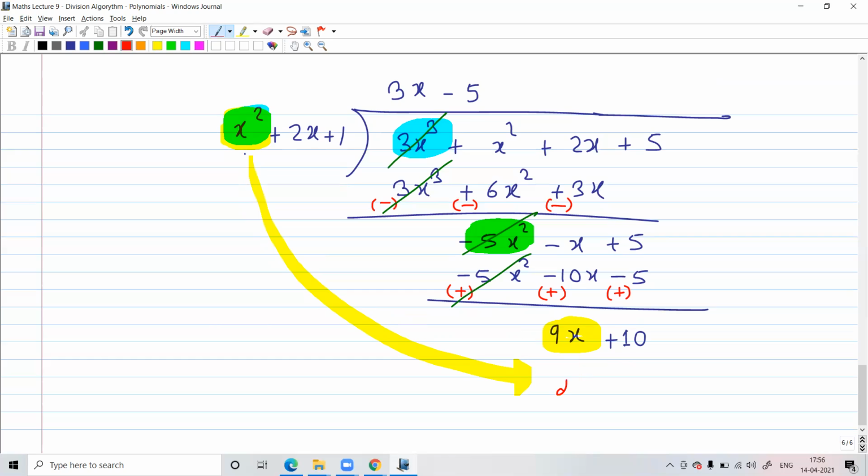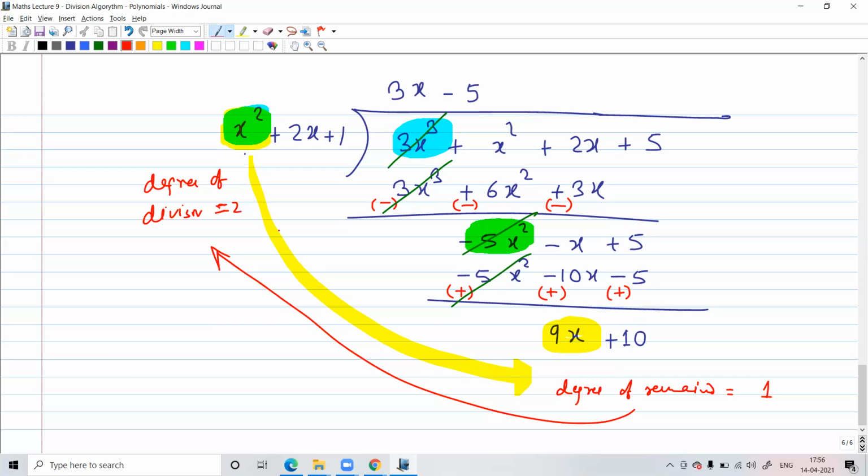So the degree of the remainder is 1. And what is the degree of the divisor? 2. So whenever the degree of the remainder becomes less than the degree of the divisor, that means you have to stop. That becomes your remainder. Okay, that is the rule.